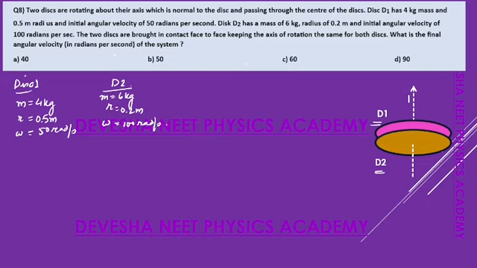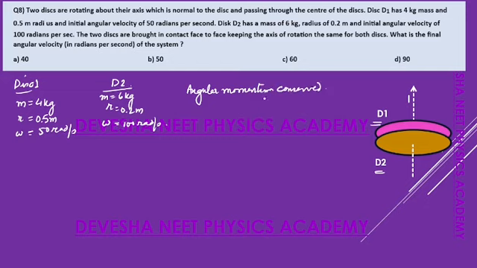Now it is given that these two disks are brought together in contact face to face, keeping the axis of rotation the same for both disks. So what is the final angular velocity? Initially these two are separate, so they had separate angular momentum. Now when they have come together, the total angular momentum will be conserved. We need to find the angular velocity of the combined system wherein both the disks are attached. There is no external force being applied here, so we can assume that the angular momentum will be conserved.